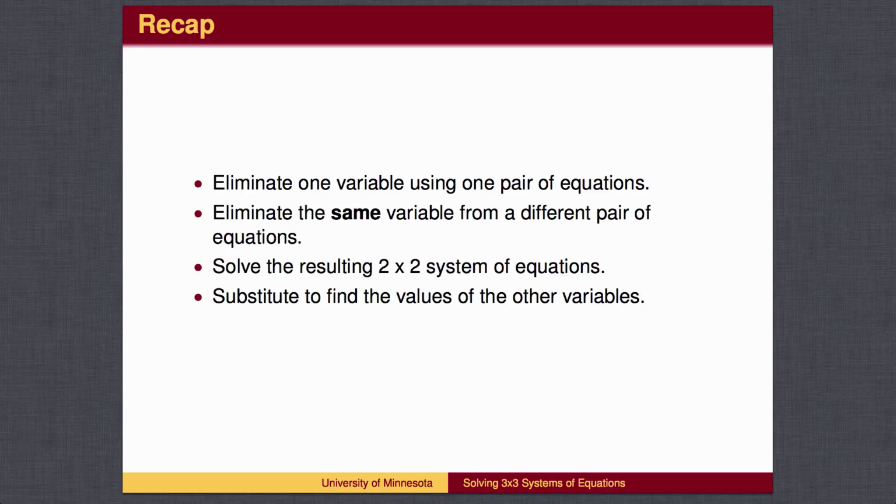To recap, eliminate one variable using one pair of equations. Then eliminate the same variable using a different pair of equations. You can now solve this 2x2 system of equations. Once you have found the answer for one variable, you can substitute to find the values for the other variables.